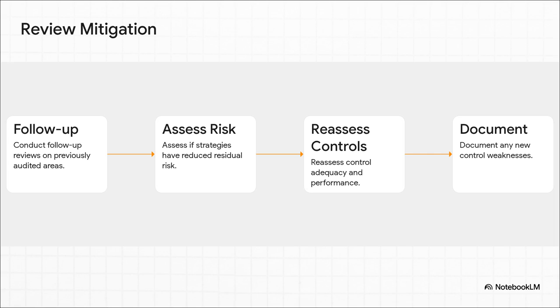But just tracking KRIs is only half the battle. We also have to make sure our existing defenses, our mitigation strategies, are actually working. We have to follow up and ask those tough questions. Did that new system really reduce errors? Is that new policy actually being followed by anyone? We're constantly reassessing our controls to sniff out any new weaknesses.